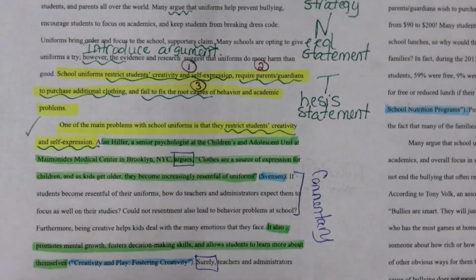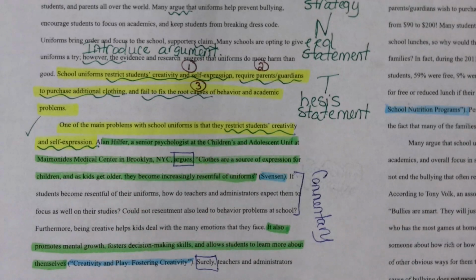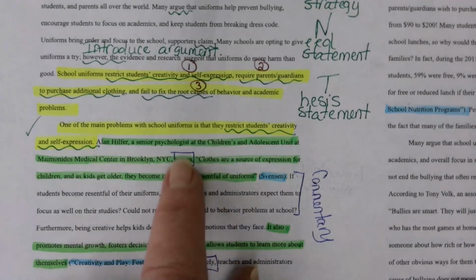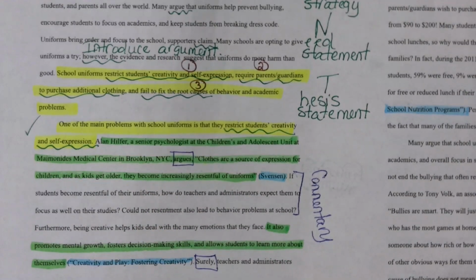So we're going to continue with this first body paragraph. Alan Hilfer, a senior psychologist at the Children's Adolescent Unit at Maimonides, I'm not sure how to pronounce that, Medical Center in Brooklyn, New York City, argues. I put a box around this because it is a strong verb to use in your argumentative writing. And then they provide a quote. Clothes are a source of expression for children, and as kids get older, they become increasingly resentful of uniforms.